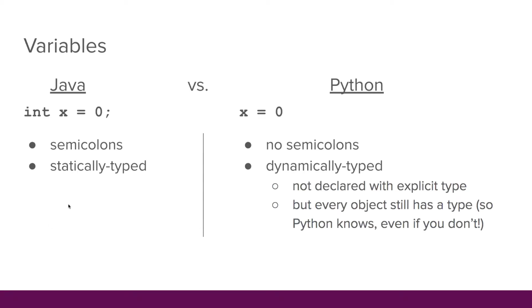Now, if you've coded in Java or C++ previously, you'll be familiar with this int x equals 0, semicolon syntax. So it's got the semicolons, it's statically typed, which means that whatever you put into the x variable has to be an int. But with Python, there are no semicolons and there's no type declaration. So in Python, variables are dynamically typed. So even though you can't see the type there, Python knows what type is associated with x.